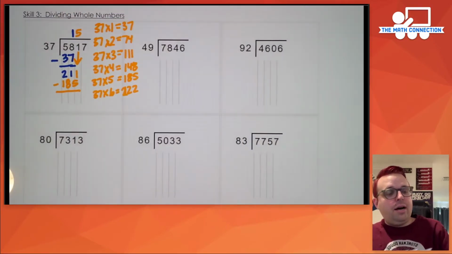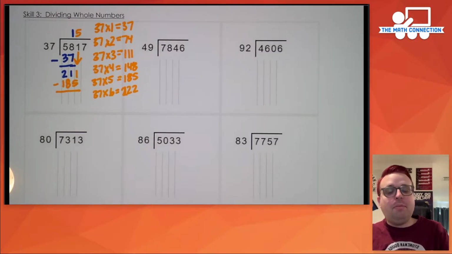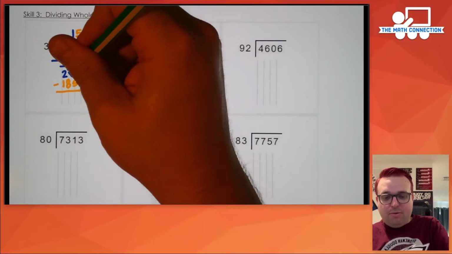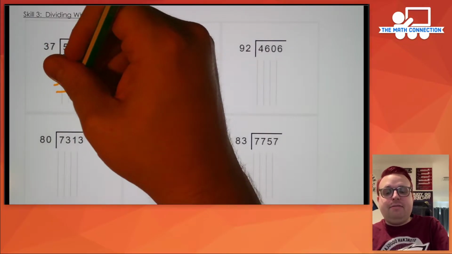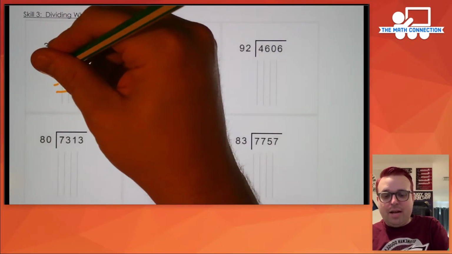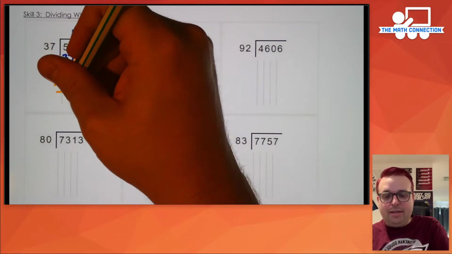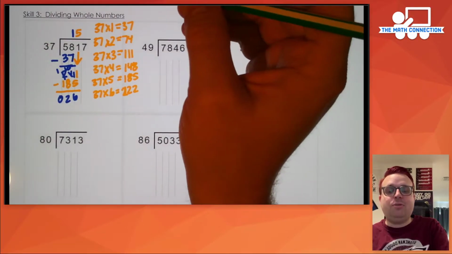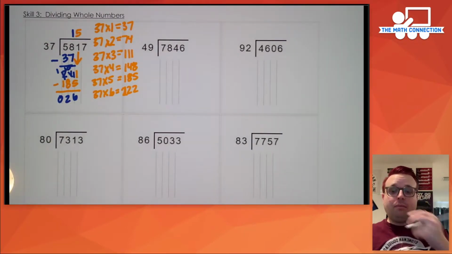Okay, so I have to do some subtraction here with borrowing. So let's get rid of this. This is now a 0. This is an 11. 0 minus 8, I have to borrow. So this is now a 1. This is a 10. That's 2. And then 1 minus 1 is 0. So there's 26 remaining.